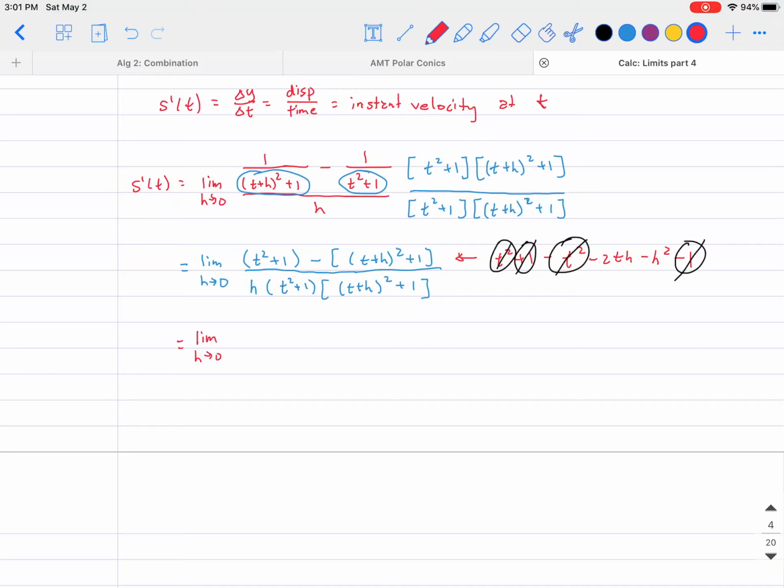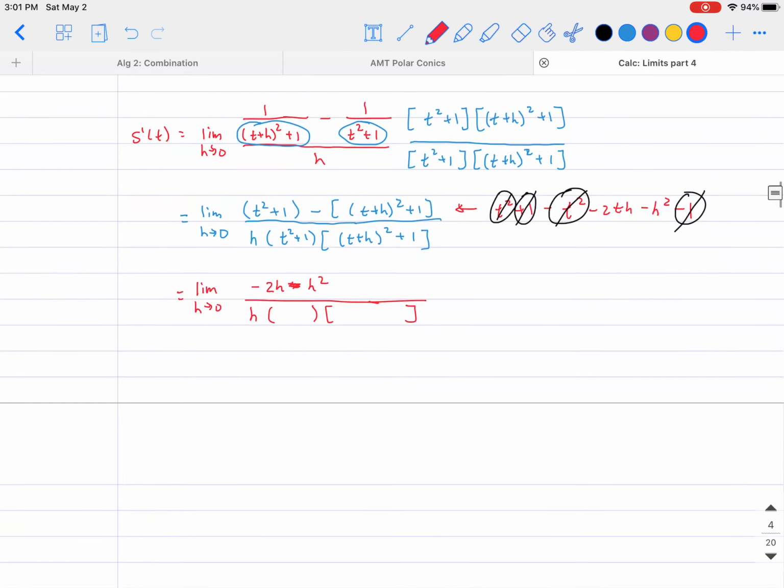So now, going back to the very beginning, limit as h approaches 0. The numerator, we have negative 2h minus h squared, all divided by h times the first factor multiplied by the second factor, which I'm not going to write out to try not to be repetitive. Okay, so if we divide through, we have limit as h approaches 0, just negative 2 on top, minus h, all divided by, now the h is gone from the bottom. So now we have t squared plus 1 multiplied by (t plus h) quantity squared plus 1.